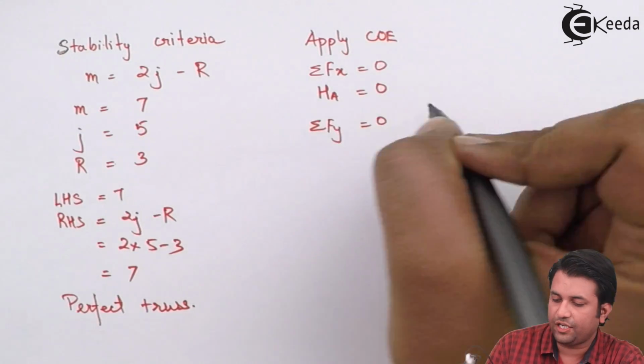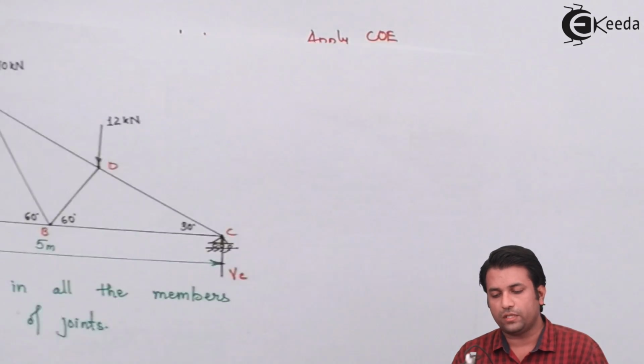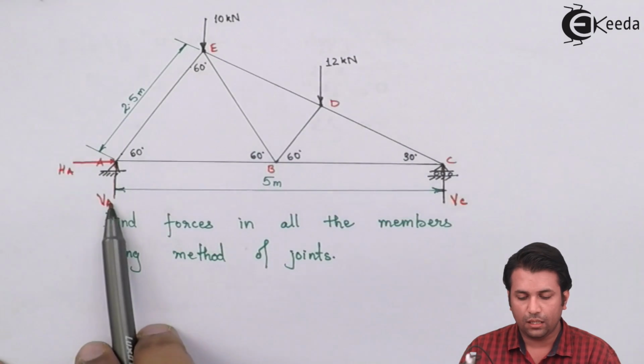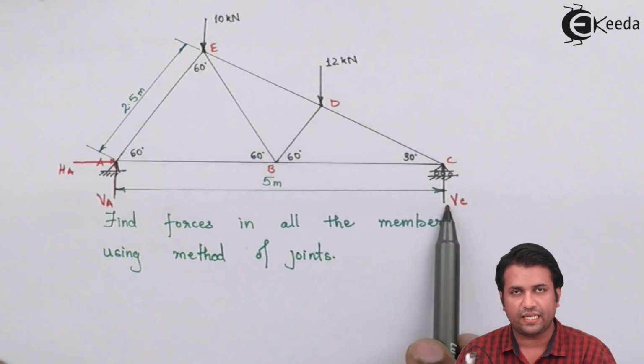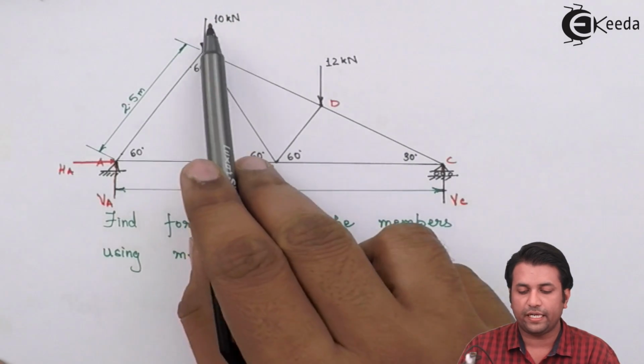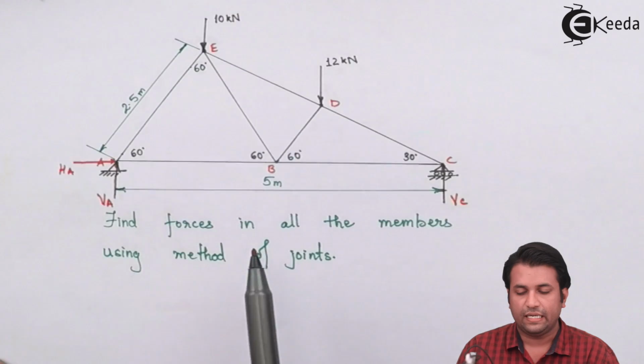Now, in the vertical direction, summation Fy equal to 0. Now I'll see how many forces I have in the Y direction. The reaction at A, VA, the reaction at C, that is VC, and the 2 forces acting vertically down. The 10 kilonewton force acting at E and the 12 kilonewton force acting at D.